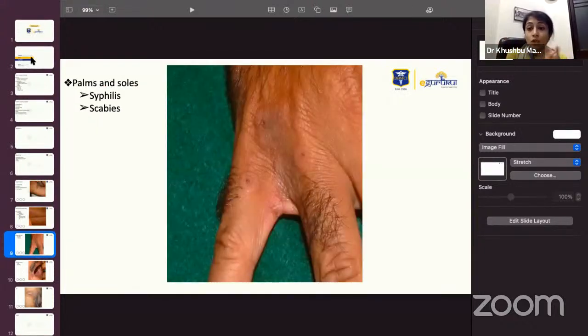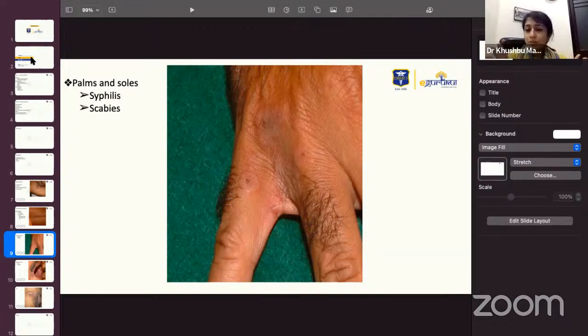Then, if they are talking about palms and soles, palms and soles become relevant in which kind of STDs? One is syphilis and one is scabies. So sometimes they give you genital scabies, and a genital scabies patient may also have involvement of other body parts. Though if you have only genital scabies, think about STDs. But if you have predominant genital involvement, you still can have some involvement of palms and soles.